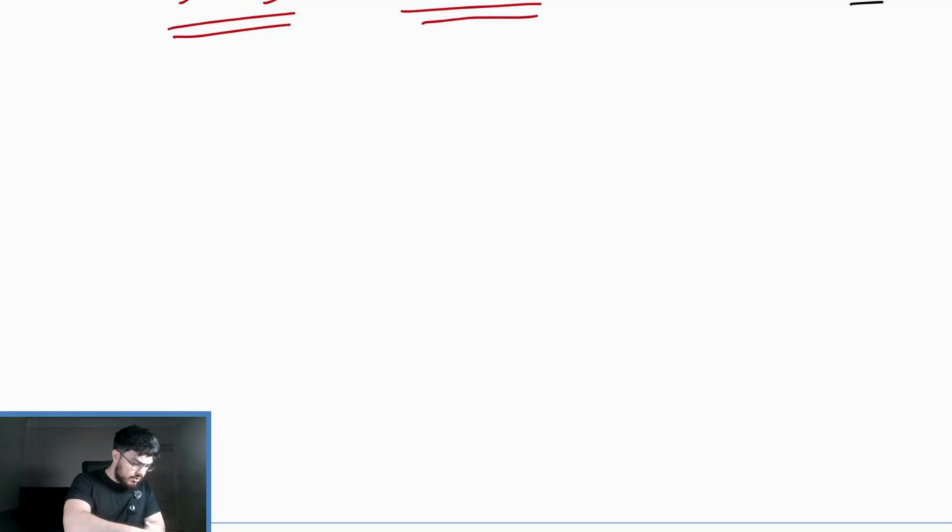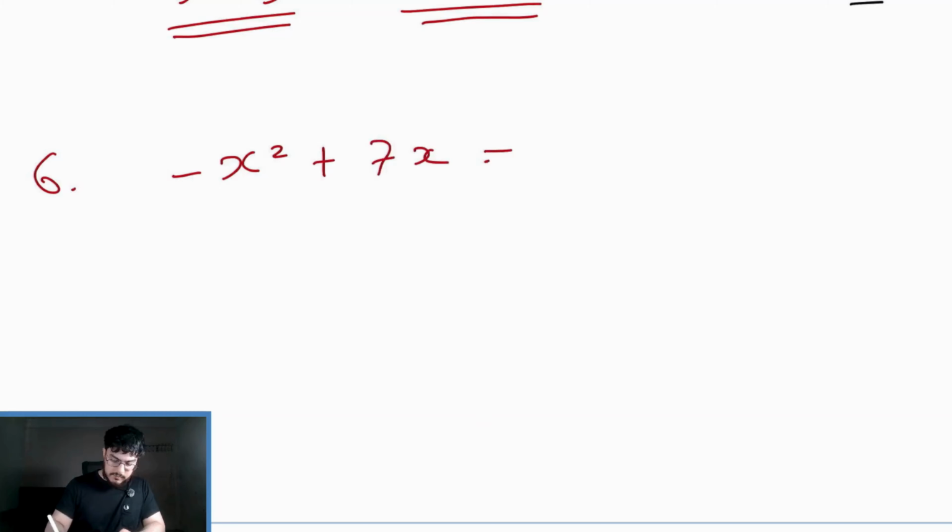Okay, keep on following because we have 3 more examples, I believe. So example number, let's do example 6. So this is another negative one. So we've got minus x squared plus 7x is equal to 12.